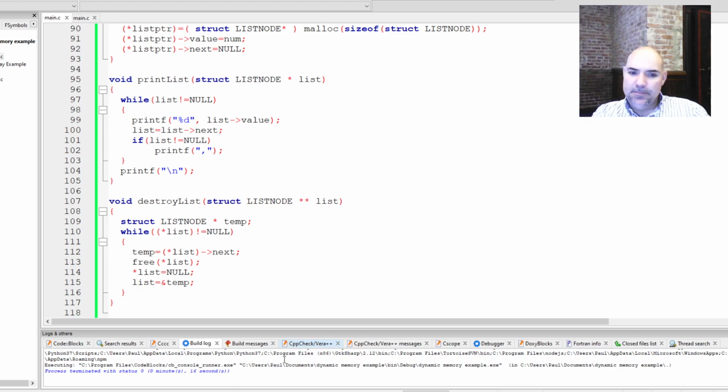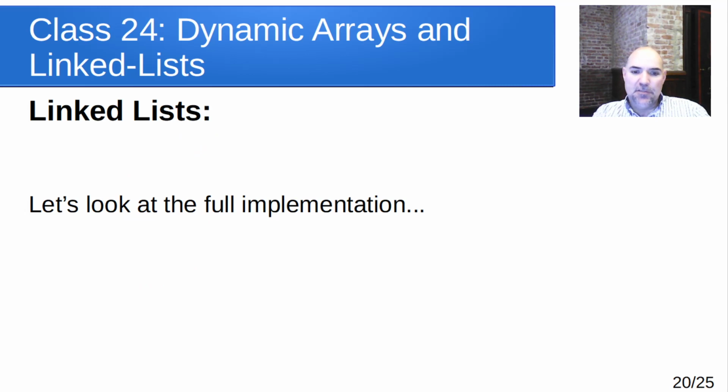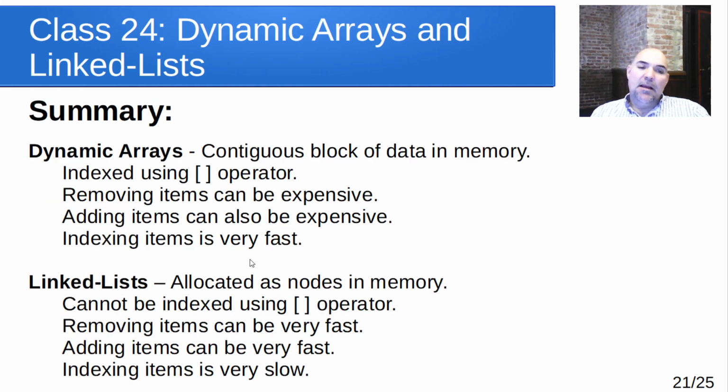Let's go back to the presentation for just a second here. All right, so to summarize why we would use one and not the other, dynamic arrays are always a contiguous block of data in memory. They're indexed using that square bracket operator, just like an array is. So, in other words, they work just like a static array. It's just we have this ability to add items and remove items and change the size of it.